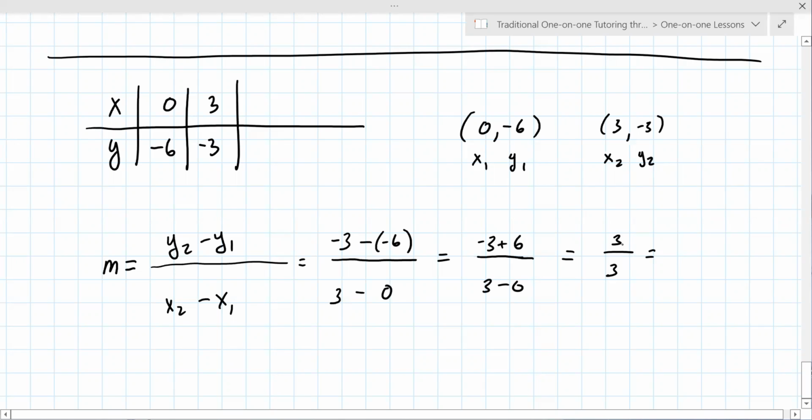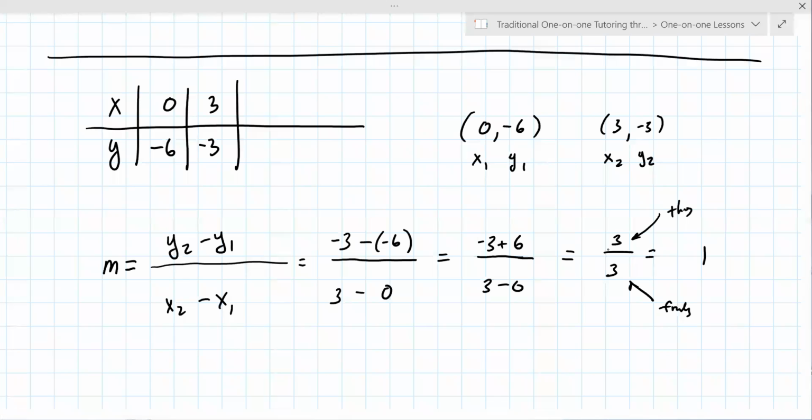So Jeremiah, division's a sharing problem. So you have 3 things and 3 friends. How many things does each friend get? 1. It's a sharing problem. Think of the bottom as your friends, top as whatever you want to distribute, pizza, whatever's going on there. Okay, well done. We got the slope down.